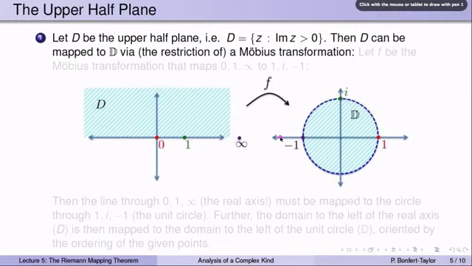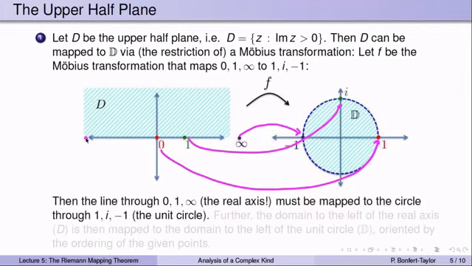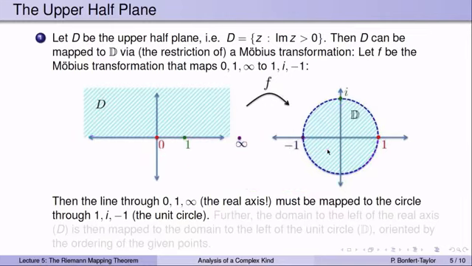In fact, the restriction of a Möbius transformation can do this trick. Suppose f is the Möbius transformation that maps 0, 1, and infinity to 1, i, and negative 1. So 0 to 1, 1 to i, and infinity to negative 1. A Möbius transformation maps circles and lines to circles and lines. So in particular, the line through 0, 1, and infinity, well, that is the real axis over here, has to be mapped to the line or circle through i, 1, and negative 1. Well, that is the unit circle. So this mapping has to map the real axis to the unit circle. And then what else is it supposed to do?